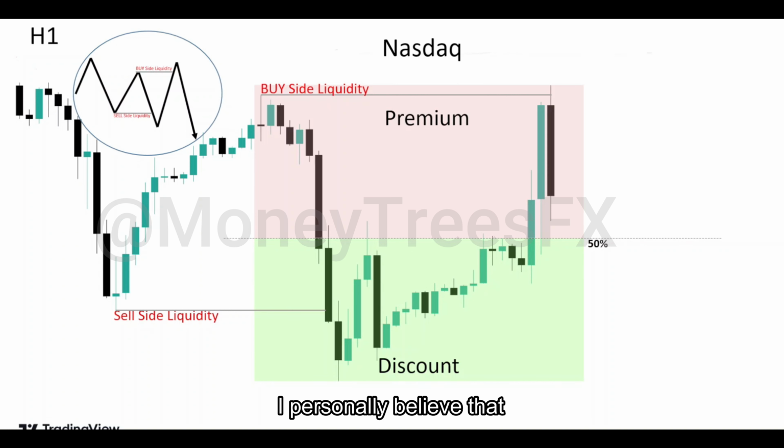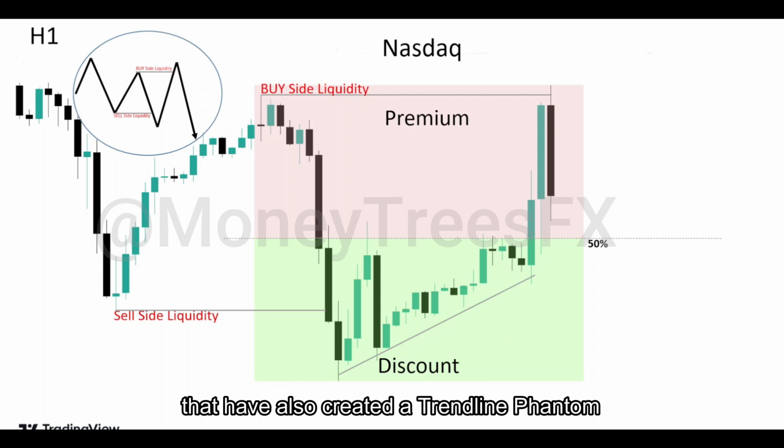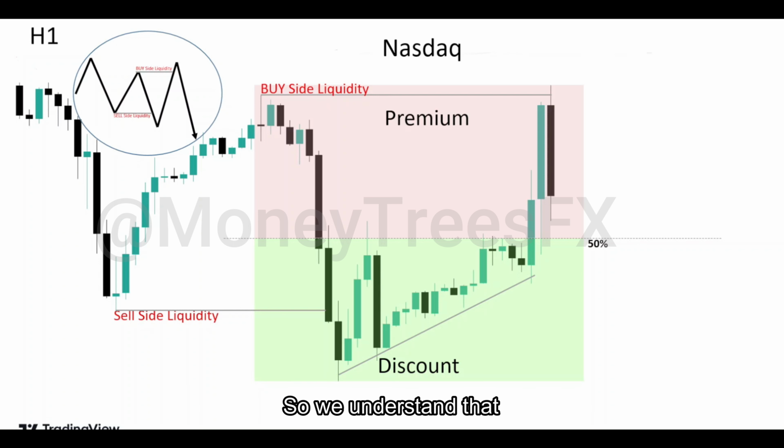I personally believe that this is the only time you can try to engage the market, when you have a defined range, to avoid unnecessary losses and confusion. So from here, we need to identify our target in discount. In this case, we do not have open fair value gaps in discount, but we do have multiple lows that also created a trendline phantom. You understand that we have a bunch of traders that took buy trades from this trend line, and obviously the stops are going to be below the swings, hence we see this as liquidity.